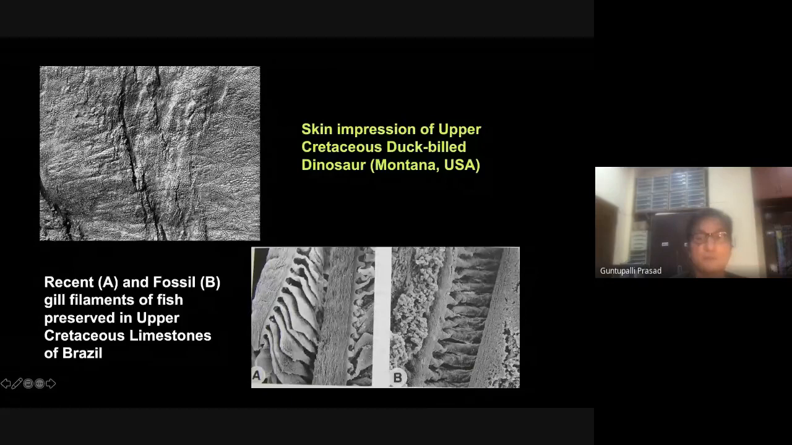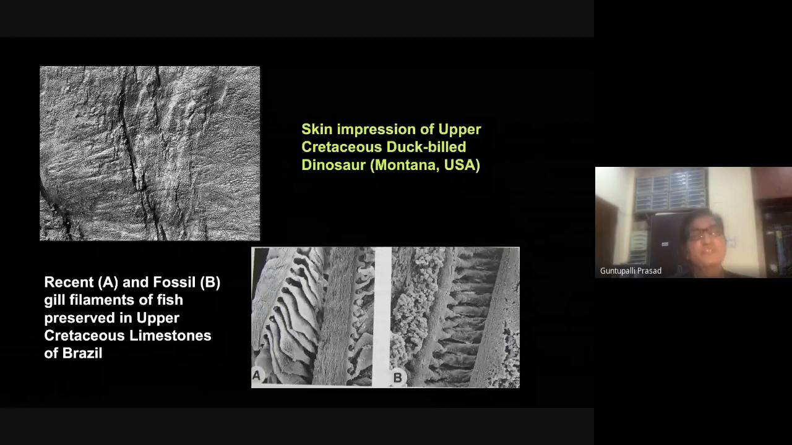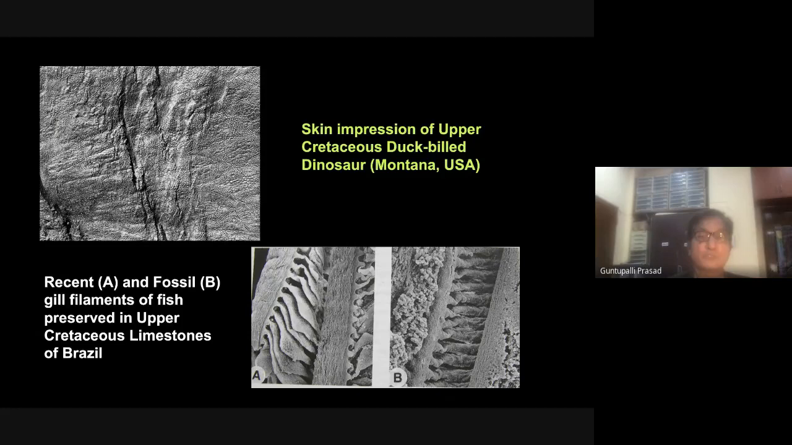So this is the modern gill filament, and this is a fossil filament from Cretaceous rocks of Brazil. These kinds of preservations are possible only in anoxic conditions, because aerobic bacteria decompose most of the body, the soft parts of the animal. It's only in the reducing environment, in which no such bacteria exist, that the decomposition process is slowed down. So that is how they get preserved.